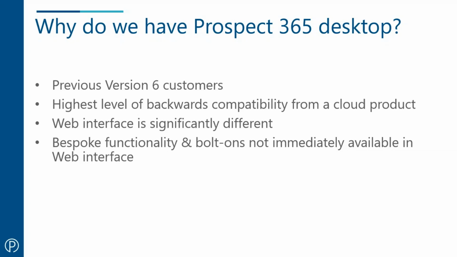So, as I said, if you're on the 365 desktop app, you're probably a previous version 6 customer. So you would be using our on-premise CRM, which had an orange background. If you think about the branding, it was much, much older looking. So the 365 desktop app was the best stepping stone to get some of our customers migrated over to a cloud product without them losing all of those bespoke features.